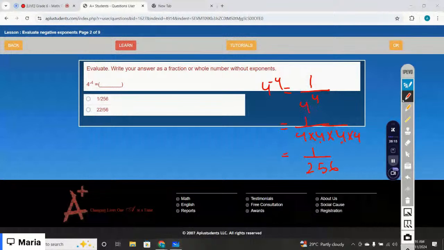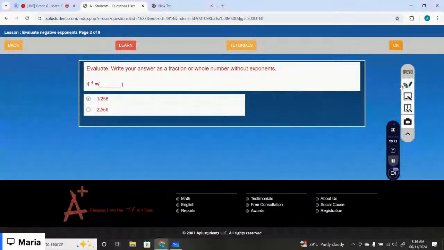So the correct option is 1 divided by 256. Option number 1 is the correct option.